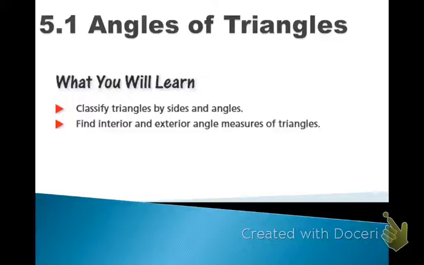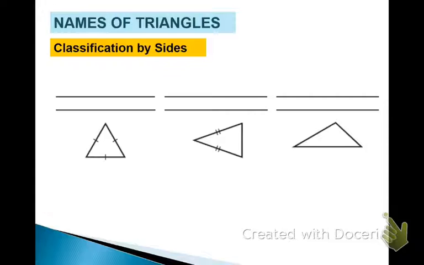So classifying triangles, and then we're going to find interior and exterior angle measures of a triangle. The first thing you want to do, you see you have 3 triangles at the top of the page. I would label this little section classification by sides. So I would write that down. Classification by sides. Like on the top? On the top, yes.